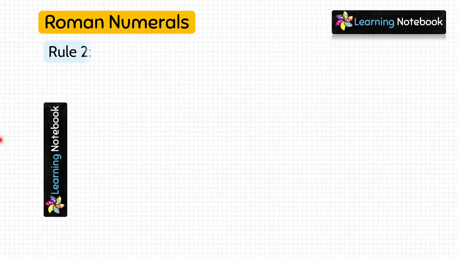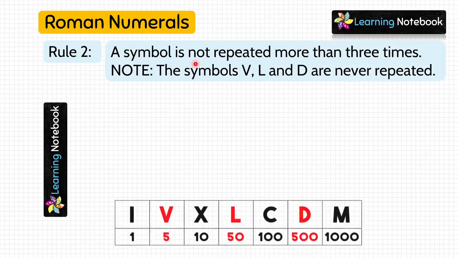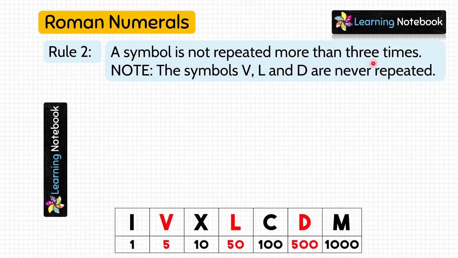Rule number 2 is, a symbol is not repeated more than 3 times. It means a Roman symbol cannot be repeated more than 3 times. But the symbols V, L and D are never repeated. So students, symbols V, L and D, they are never repeated. Okay, let's take a few examples.